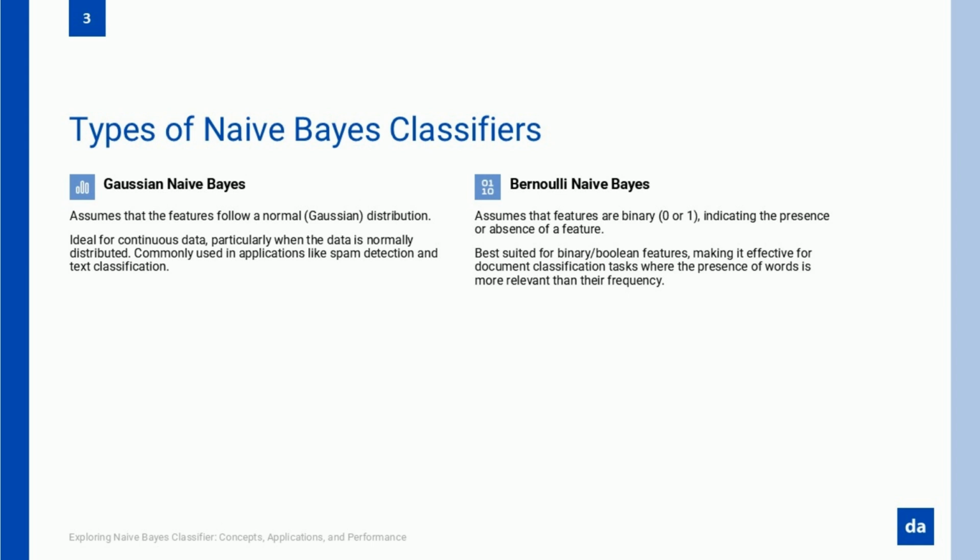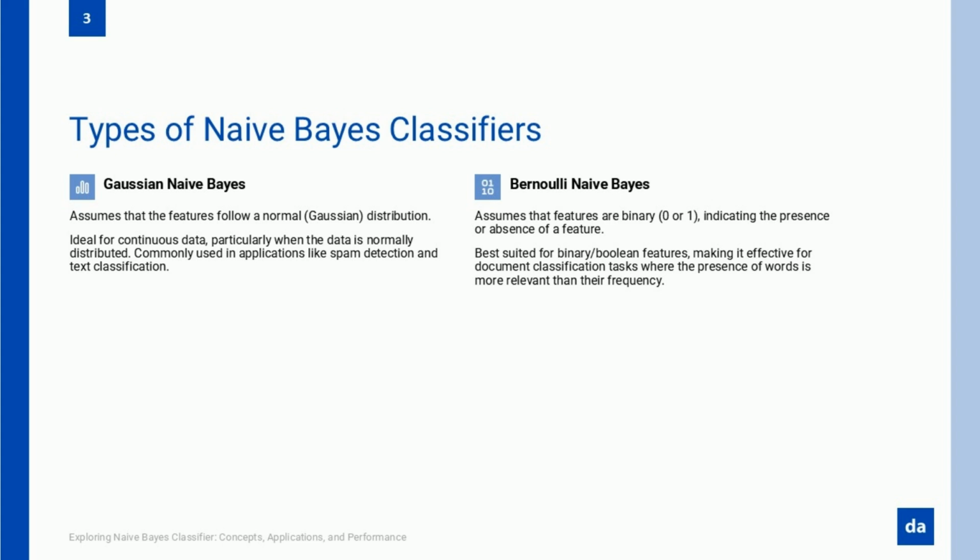What's fascinating is that both classifiers, despite their differences, rely on the same core assumption: feature independence. Gaussian assumes the values of features are independent and follow a normal distribution. Bernoulli, on the other hand, assumes that the presence or absence of each feature is independent of all others.